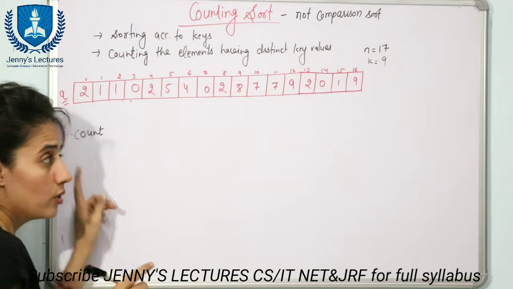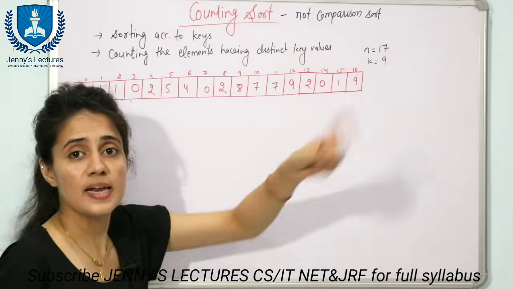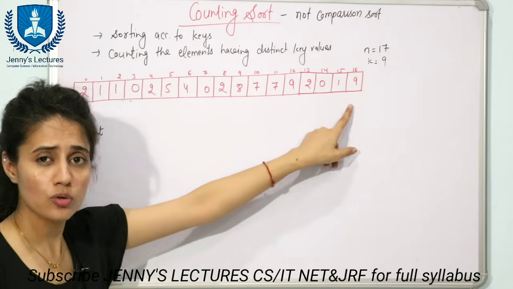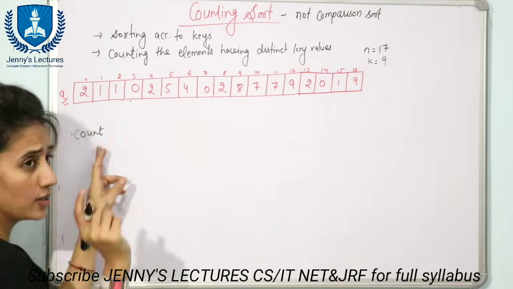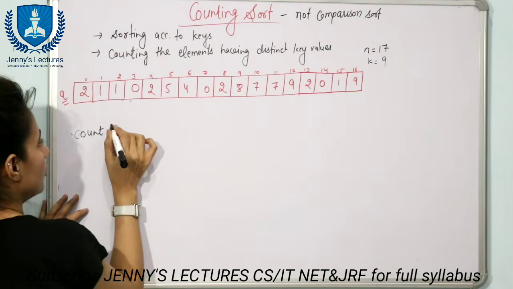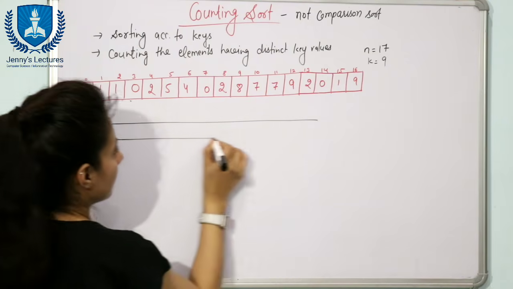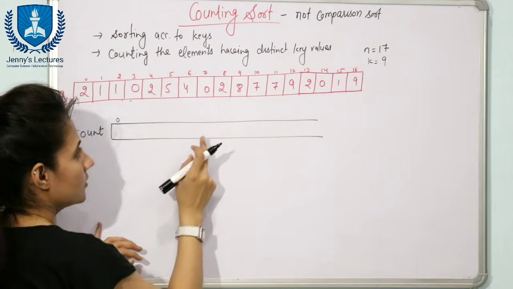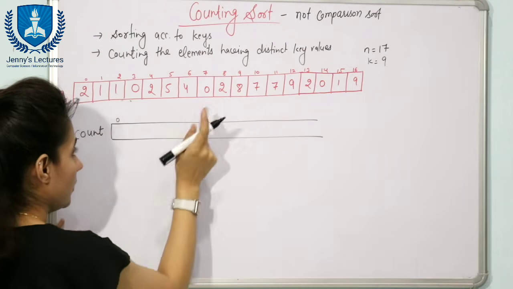Right. Now the size of this count array would be k plus 1. So 9 is there. See, the range is from 0 to 9, so 10 elements would be there. The size would be k plus 1, or you can say range plus 1. Let us suppose this is another array, with indices from 0 to 9, same as the range of the given array.